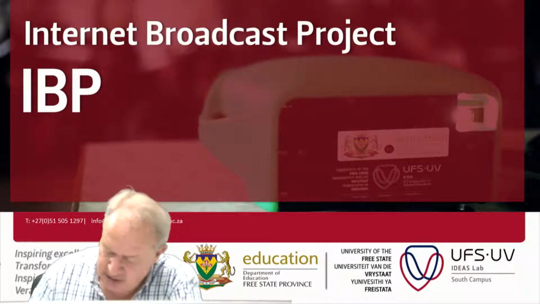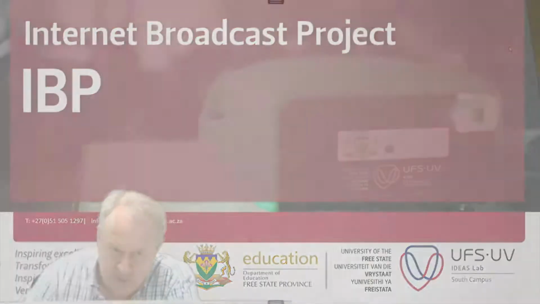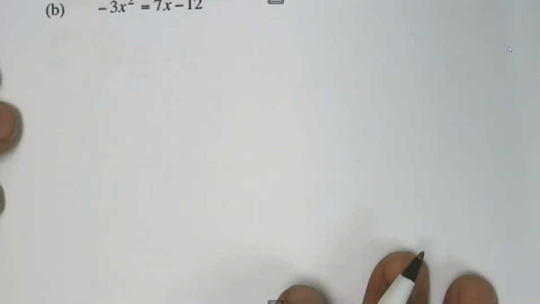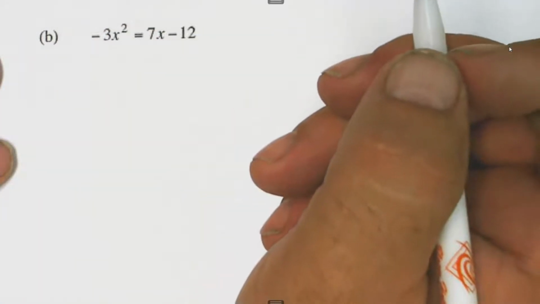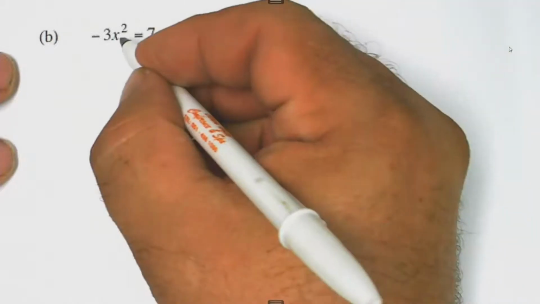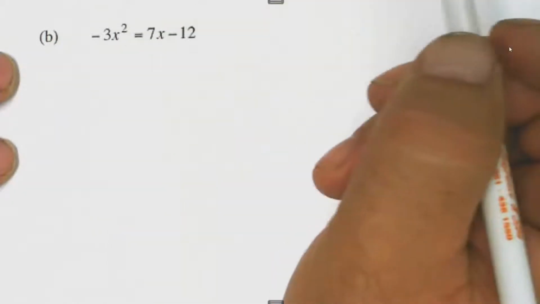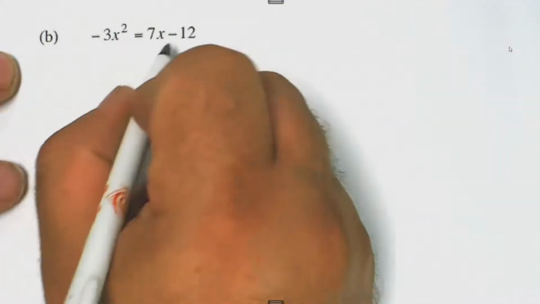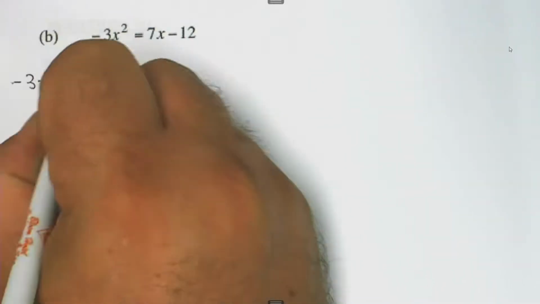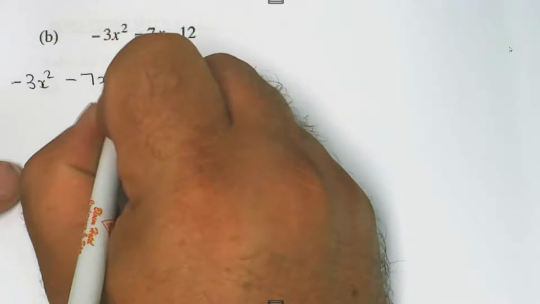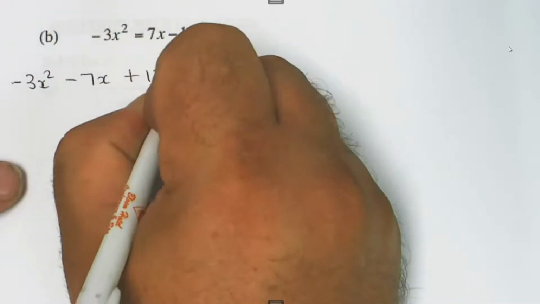Right, now in this case we have to use the quadratic formula to solve this question. So we're going to say the left hand side is equal to the right hand side. It is an equation. The highest exponent of the variable is 2. It's a quadratic equation. Bring everything to the left hand side. So it's negative 3x squared negative 7x plus 12 is equal to 0.